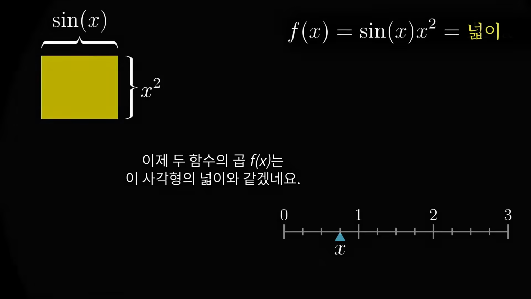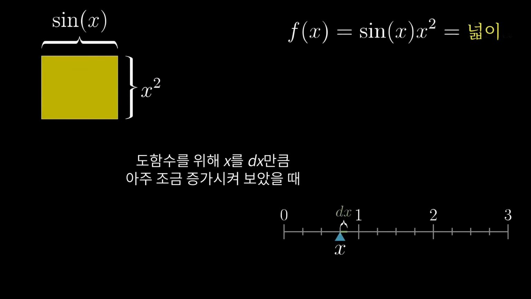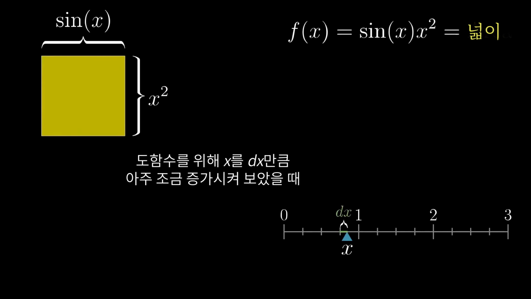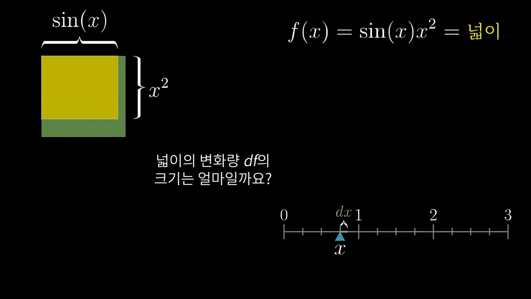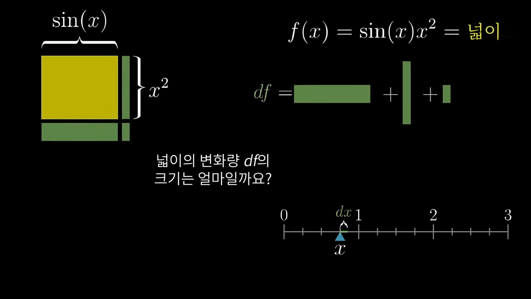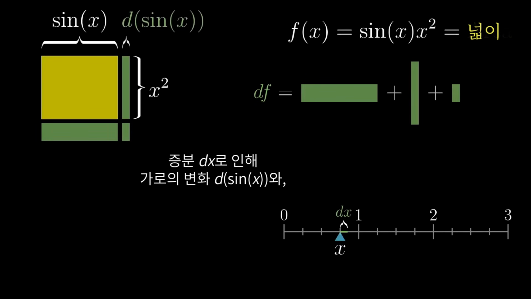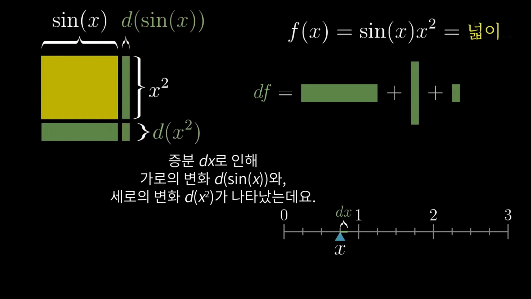So f of x, defined as the product of these two functions, is going to be the area of this box. And for the derivative, let's think about how a tiny change to x by dx influences that area. What is that resulting change in area, df? Well, the nudge dx caused that width to change by some small d sine of x, and it caused that height to change by some dx squared.